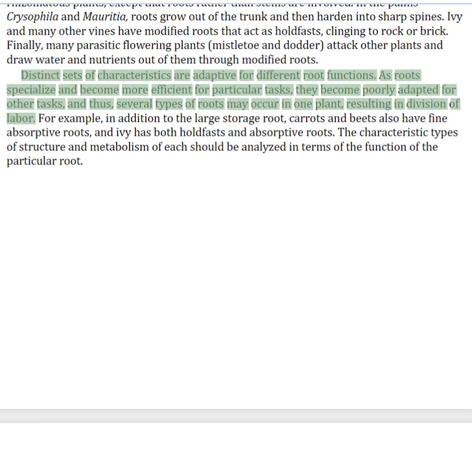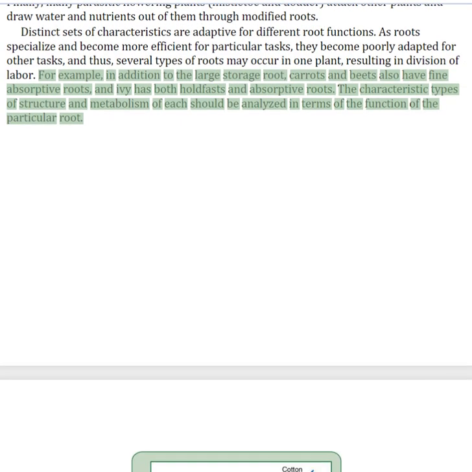Distinct sets of characteristics are adaptive for different root functions. As roots specialize and become more efficient for particular tasks, they become poorly adapted for other tasks, and thus, several types of roots may occur in one plant, resulting in division of labor. For example, in addition to the large storage root, carrots and beets also have fine absorptive roots, and ivy has both holdfasts and absorptive roots.